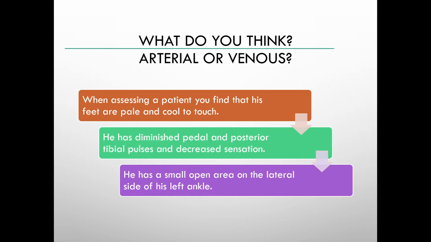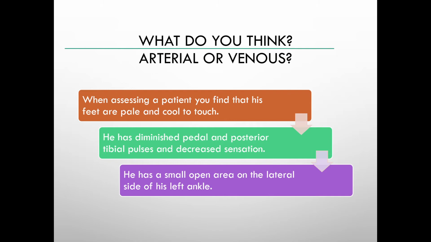Be very careful. So what do you think between these three things? Is it arterial or is it venous? So you have a patient, feet are pale, they're cool to touch, they have diminished pedal and posterior tibial pulses, decreased sensation, right? Paresthesia, for example. The patient has a small open area on the lateral side of his left ankle. So what are your concerns with this type of patient, right?